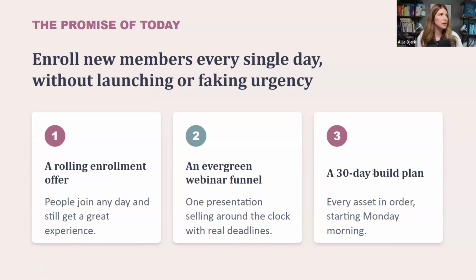The third thing that I want to make sure we're covering as part of today's training is that you have a plan for what to do in the next 30 days, what that could look like for you if you decide, yes, I do want an evergreen enrollment cycle, I do want to get out of that launch mode. We're going to make sure that you know how to start building, what that could look like, and that you have a plan moving forward.